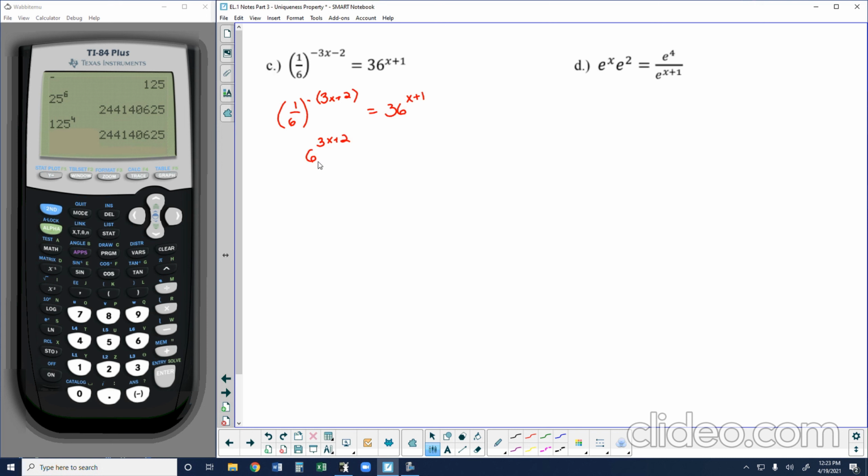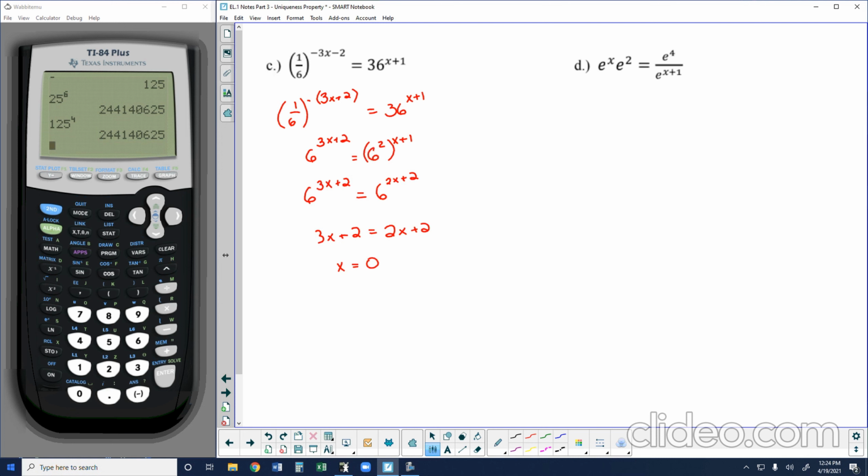Now I can probably see that if I have a base of 6 here, on the other side of the equation, I can turn 36 into a power of 6. This would be 6 squared, the x plus 1 power. So 6 to the 3x plus 2 power is equal to 6 to the 2x plus 2 power, after combining my exponents. So then, if the bases are the same, the exponents must be equal. So 3x plus 2 is equal to 2x plus 2. Now, if I simplify this, I would come up with x equals 0.